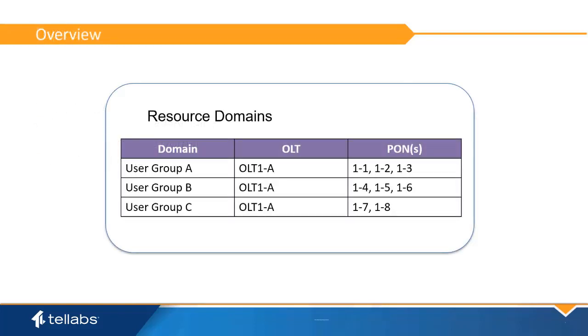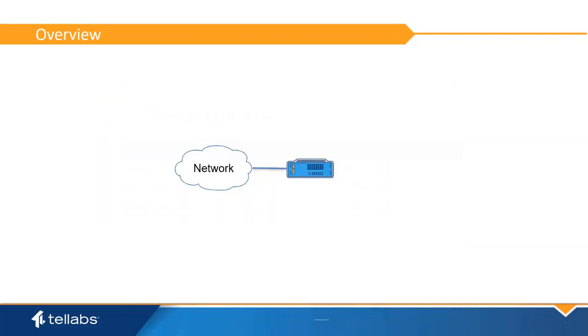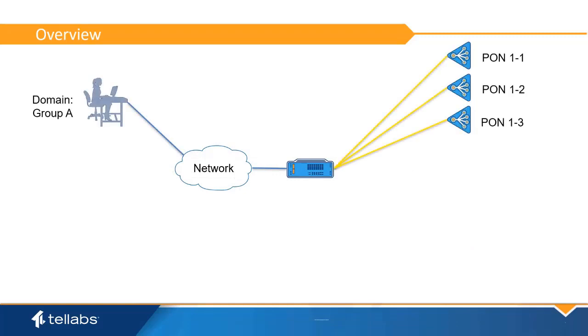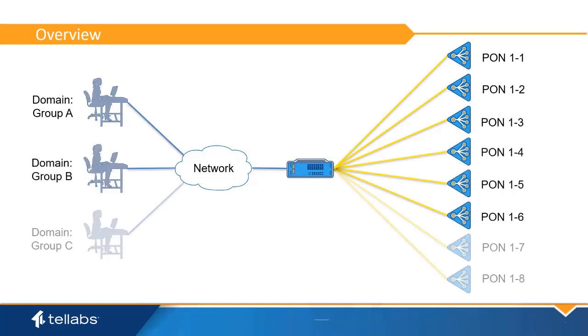Resource domains allow the segregation of PON ports in the access network to specific resource domains that can only be managed by users that have the rights in those domains. Resources are controlled at the PON level. All ONTs on a given PON belong to the resource domain for that PON. Once they are created and assigned, users will only see resources that are assigned to their resource domain.